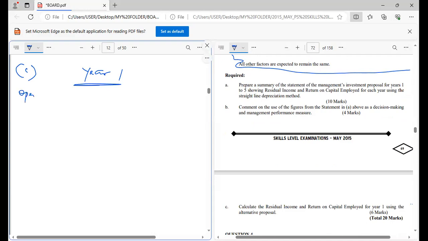Opening investment. What's the opening investment? 48 million. What's the next thing that follows? The net cash flow. And what's the net cash flow? How do we calculate it now, based on this alternative proposal?